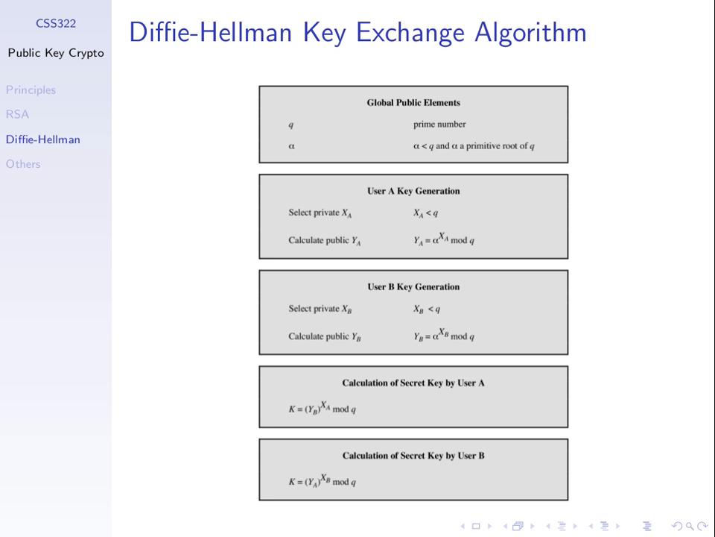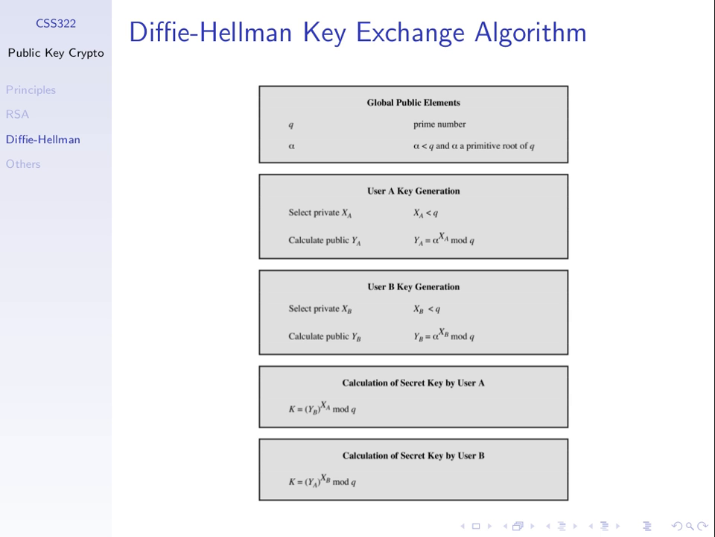Each user follows the same steps here. If you look at the steps for user A and user B, they are the same. Just user A chooses a value, let's call it xa, a private value. They don't tell anyone that, and calculate a public value y based upon that. Where y is alpha to the power of xa, mod q. Alpha is public, it's chosen, and q is also public. The only secret thing there is x.